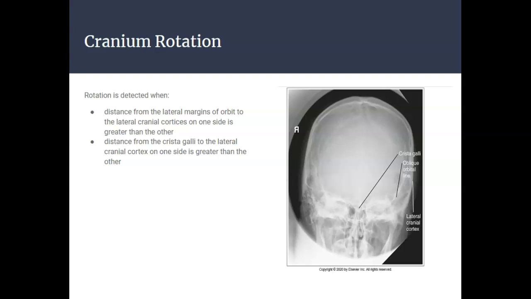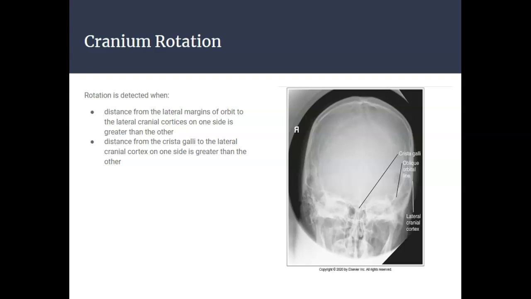So cranium rotation is identified in two ways. The first way is if the distance from the lateral margins of the orbit to the lateral cranial cortices on one side is greater than the other. Okay, so you can see in this image that the right side has a bigger distance from the cranial cortice to the lateral margin than on the left. This should indicate to you that we are rotated towards the left.